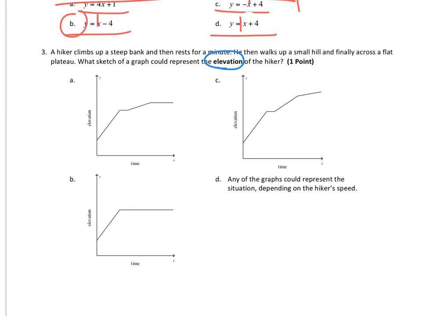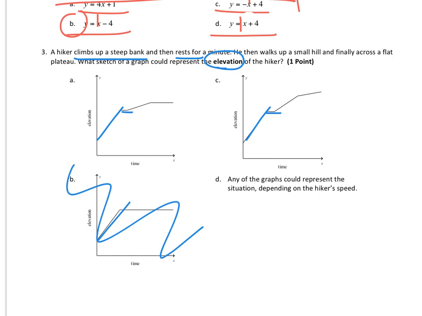He climbs up a steep bank. So that means his elevation has to go up. Well, looks like that happened for all of them. Then he rests for a minute. If he rests for a minute, that means he's going to stay at the same elevation. So that's going to represent a flat part. Probably not going to be answer B.